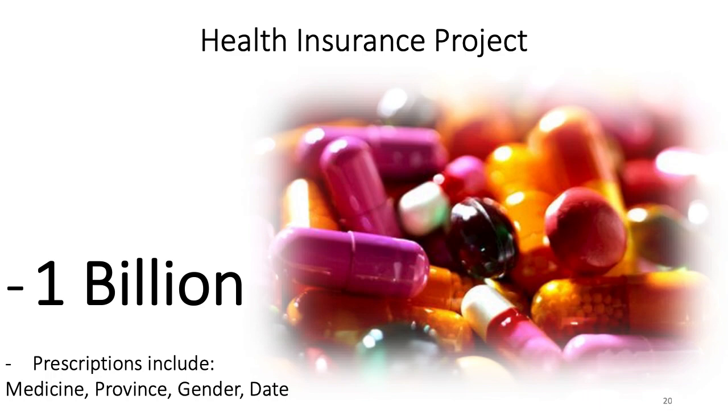We actually got access to 1 billion records of health prescription data from an insurance company. Not in the US, obviously. In the US, you cannot do that. Okay, back in my home country. So we got access to this data, and of course, it was anonymous. I mean, no names, no serial numbers, no IDs, nothing. The only things in the data set were medicine, state or city, gender, and date. That's it. But there are so many valuable things we can extract from this data set.